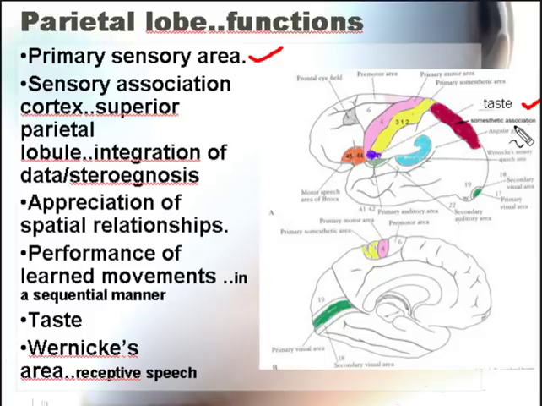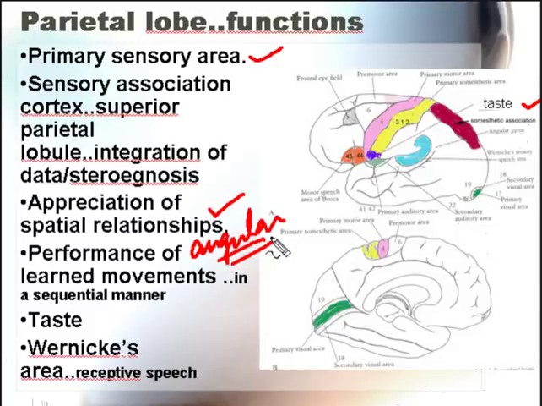Then the sensory parietal lobe is also important for appreciation of spatial relations. So you know where you are in relation to space and time, and the angular gyrus is one of the important gyri which is responsible for the spatial relationships. And you also, for example, can differentiate the right from the left side of your body.